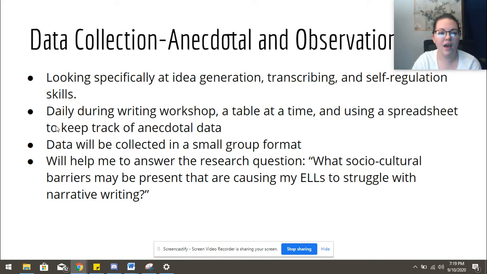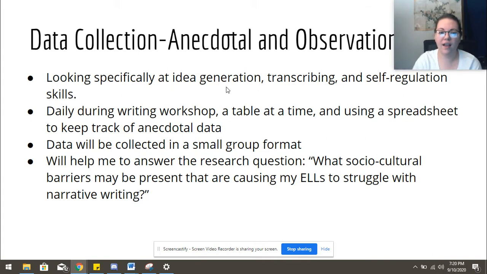So I did this daily during writing workshop, a table at a time. I would call back to my small table in a small group format, and I'd observe them and take notes on a spreadsheet. And this part of the data collection was really to help me answer the research question I had, which is what sociocultural barriers may be present that are causing my ELLs to struggle with narrative writing.